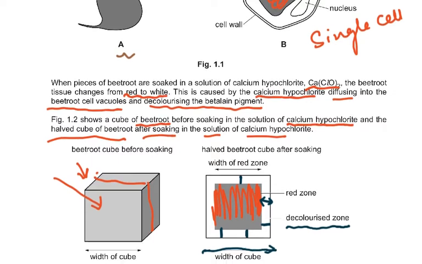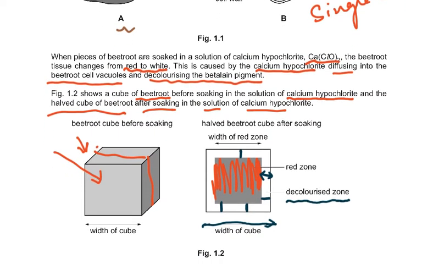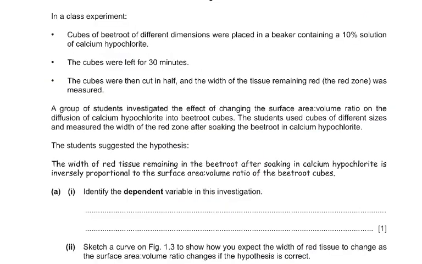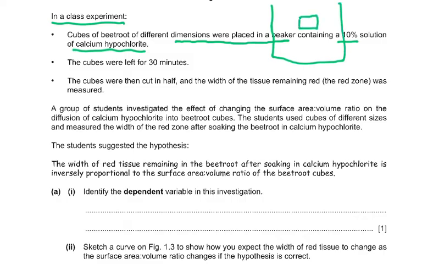I always say to you, when you're doing paper 5, think you're doing this in the lab. So what would you do? How would you do this experiment? As we go on, we read in the question: in a class experiment, cubes of beetroot of different dimensions were placed in a beaker containing a 10% solution of calcium hypochlorite. So in a beaker we took the hypochlorite and put a cube of beetroot in it. There's a certain volume of the hypochlorite, which you must think about. Whenever there's a liquid, think of the volume, and the volume is always measured in cm cube.